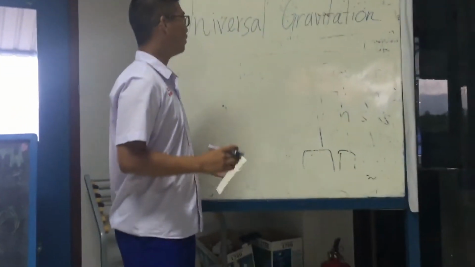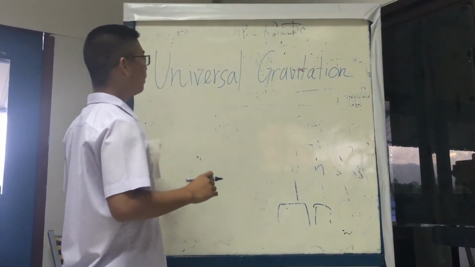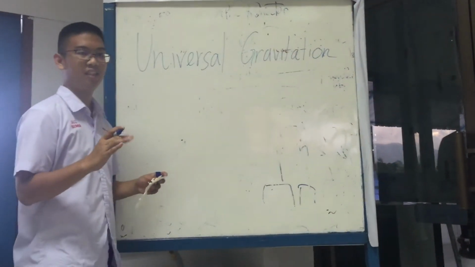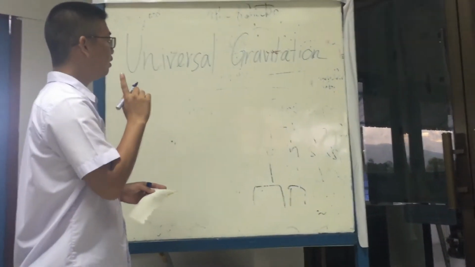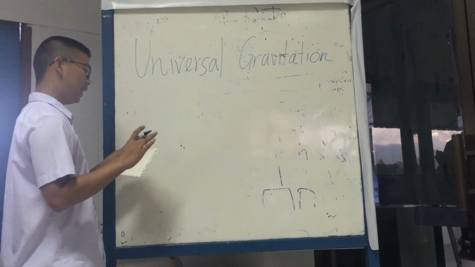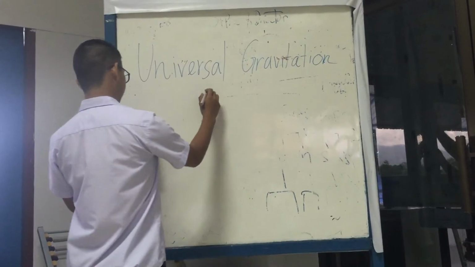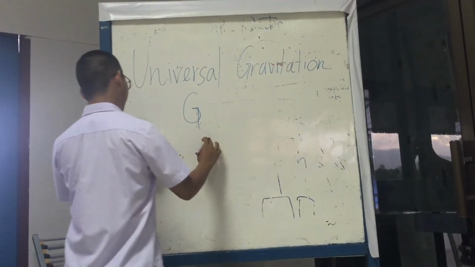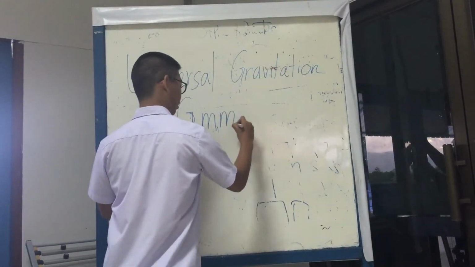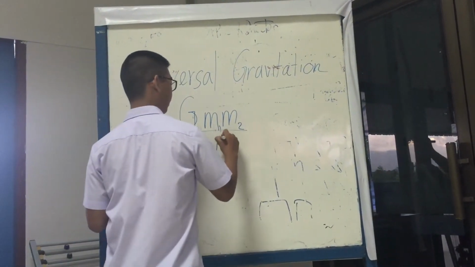So I'm going to talk about universal gravitation. Universal gravitation is attraction between two masses. There is a law stated by Newton that any two masses attract each other with a force equal to a constant G multiplied by the product of the two masses and divided by the square of the distance between them.